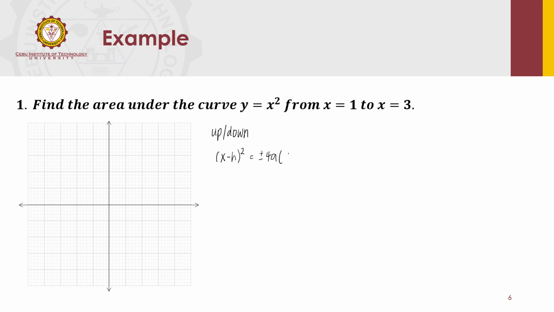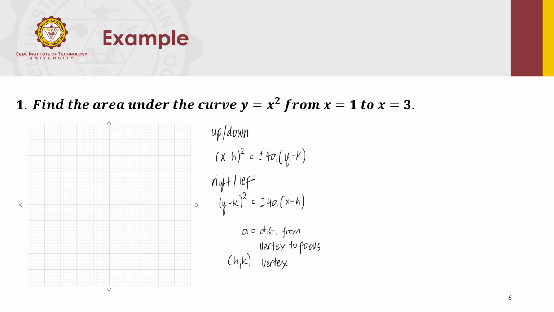Okay, so y minus k. So positive if upward and negative if downward, and then for right or left, this time it's the y that's going to be squared, and also positive or negative 4 times a times x minus h, where a is the distance from the vertex to the focus of the parabola, and the values h and k are the coordinates of the vertex of the parabola, right?